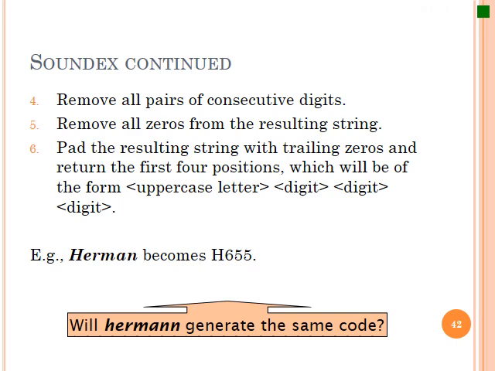So if you take Herman as an example, you'll keep the first letter, and then this becomes 0, this becomes 0, and these, maybe this is 6, this is 5, 0, and so on. So in the end, you will get H655. And if you go back home and follow this again, you will realize that Herman will give you the same code. Therefore these two sound similar.